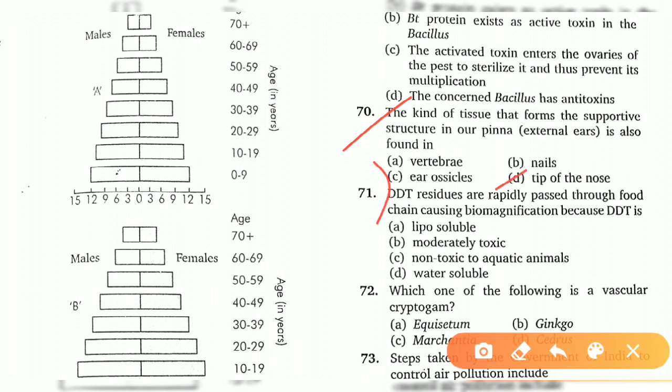Now 71st question. DDT residues are rapidly passed through the food chain causing biomagnification because DDT is liposoluble, moderately toxic, non-toxic to aquatic animals, water soluble. So the answer is liposoluble.